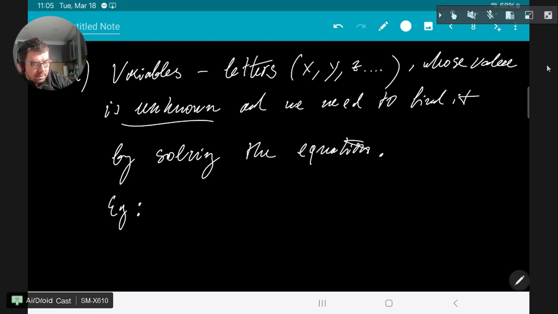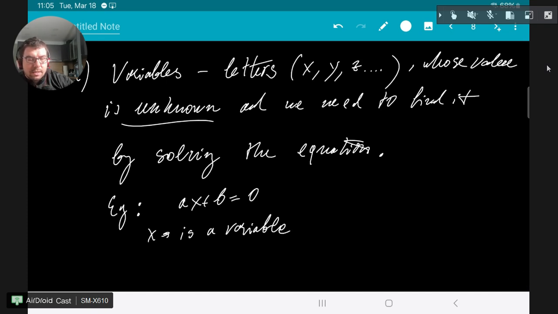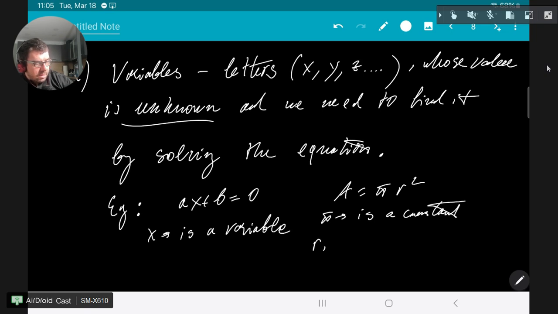Let's give some examples. So ax plus b equals 0. Obviously x is a variable. What about the formula for the area of the circle? The area is pi r squared. So pi is a constant, r and a will be variables.